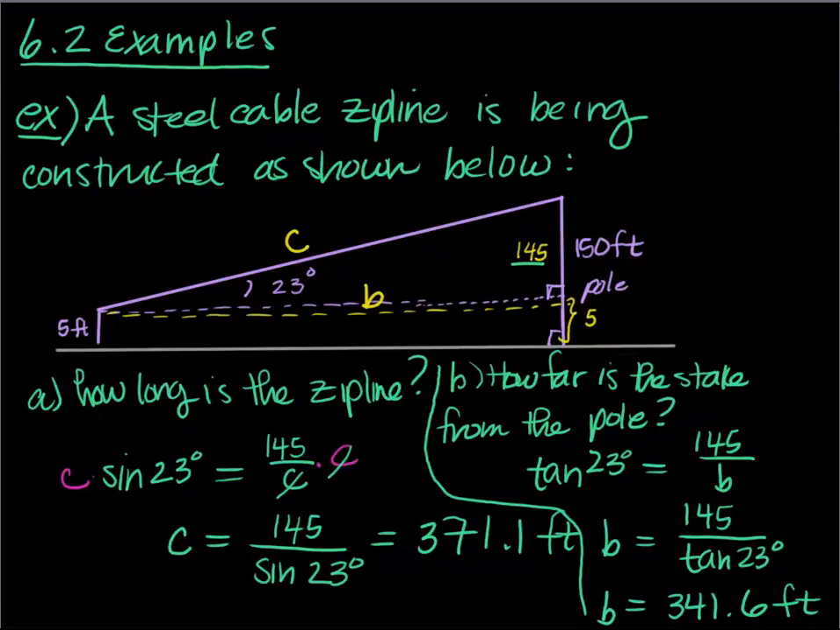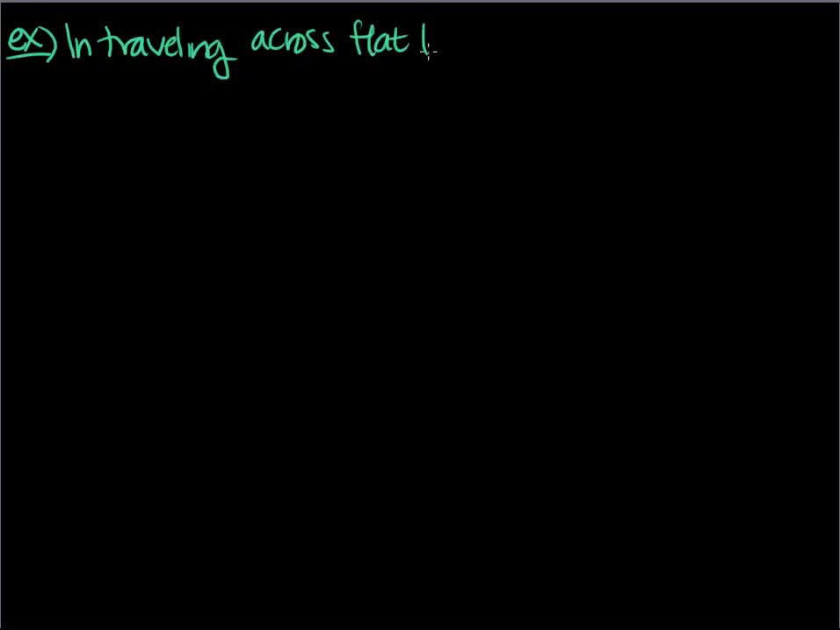The other example I would like to do, and you do have one of these on your homework, it's going to be kind of a long writing one. So let's write this out real quick. So in traveling across flat land, of course, okay, you notice a mountain, as happens around here. You notice a mountain in front of you.